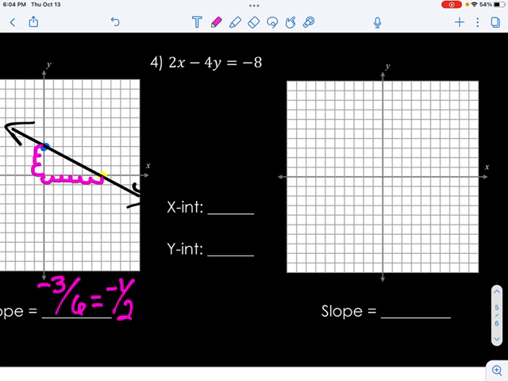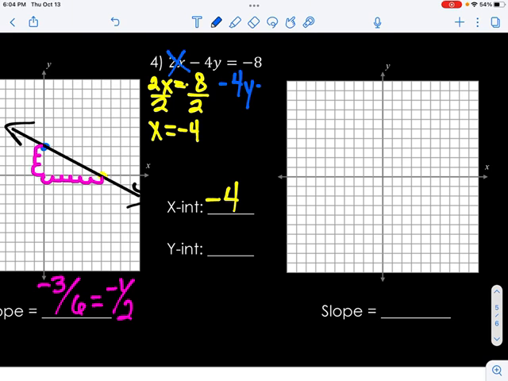So on this last one, we start in, we're going to find the x-intercept first. So we plug 0 in for y. I have 2x is equal to negative 8. I divide by 2. So x is equal to negative 4. Okay, then I come back to find the y-intercept. I plug 0 in for x, and I get negative 4y is equal to negative 8. I divide by negative 4. So y is equal to 2.